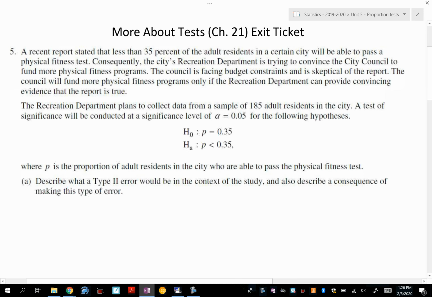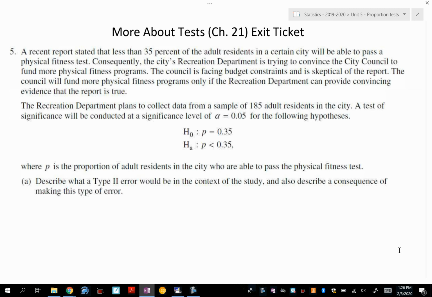Okay, so in this problem, they're talking about a report that has been released that states that less than 35% of the adult residents in a certain city will be able to pass a physical fitness test. So the recreation department is trying to convince the city council that this is true. And the city council says, okay, if you can prove that it's less than 35%, then we will fund more physical fitness programs. Okay, so that's why they set it up like this.